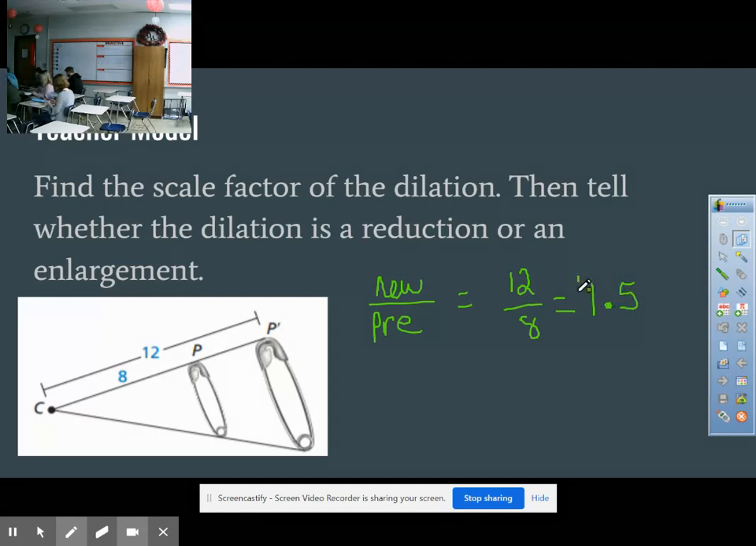Okay, so my scale factor is 1.5, and it says tell whether it's a reduction or an enlargement. Well, it's bigger than 1, so it'd be an enlargement, but you can also look at the picture. See how the original one is smaller than the new one? Well, you can see that it's an enlargement, that it got bigger. So we would put that it's an enlargement.